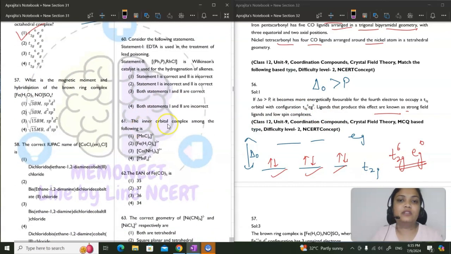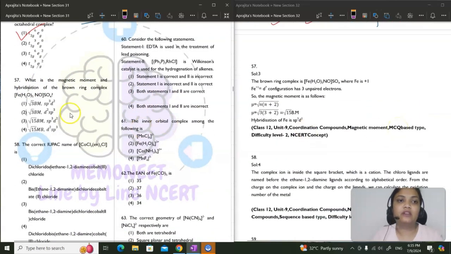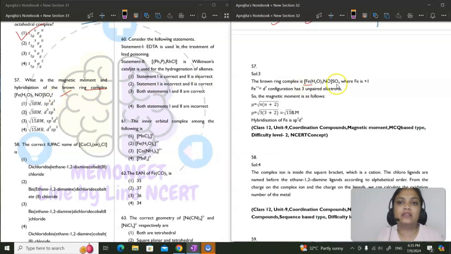Okay. Next is question number 57. What is the magnetic moment and hybridization of the brown ring complex? Okay. So in the brown ring complex, the oxidation state of iron is +1. Okay. So which is having D7 configuration, and in D7 configuration there will be again 3 unpaired electrons.